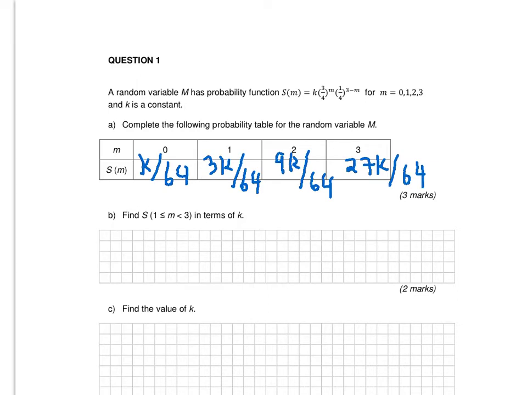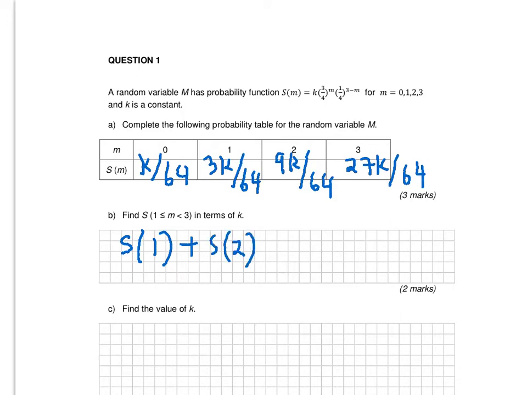Part B requires us to determine the probability for m between 1 inclusive and 3 not inclusive. Note the inequality here. It is important to note this when you're calculating probabilities. Here m equals 1 is included, while m equals 3 is not included. Values in between 1 and 3 will be included. Hence, what we need to include here are the probabilities for m equals 1 and m equals 2.